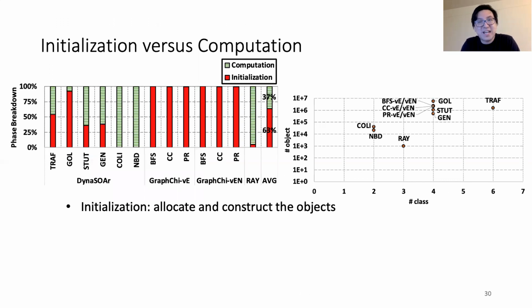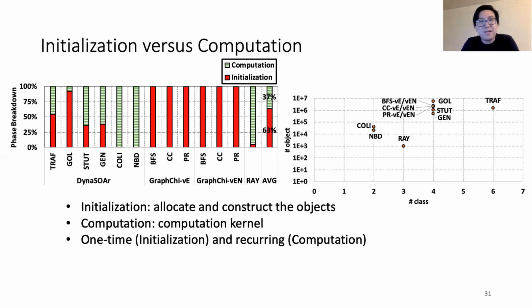The first characteristic we study is the breakdown between object initialization and the application's computation. We split the execution of ParaPoly workloads into two phases, initialization and computation. The initialization phase represents the GPU kernel time to allocate and construct the objects. ParaPoly workloads allocate from 1,000 objects to several tens of millions of objects, as shown in the plot on the right. The computation phase represents the time for the GPU computation kernel. Usually, the initialization phase happens once, and the computation phase may recur.